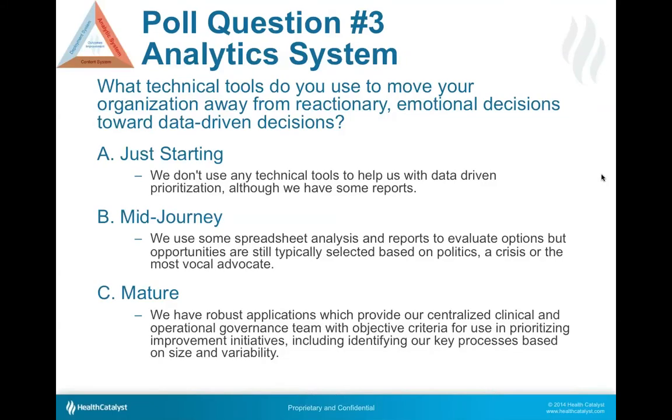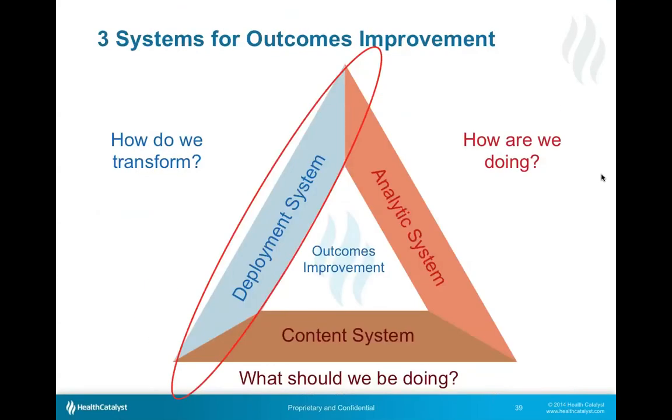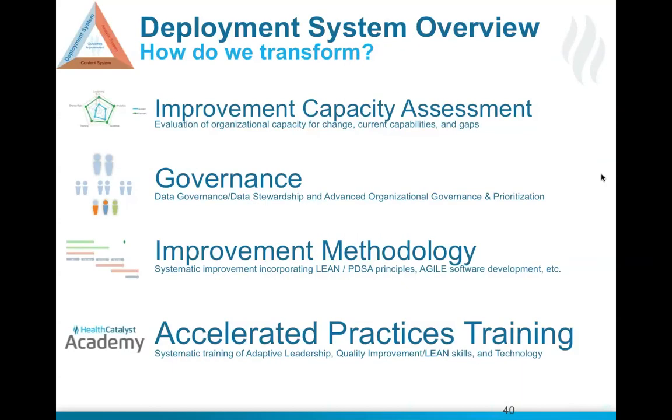Excellent. Well, it's very interesting. We all have opportunity to improve, and hopefully some of the principles I'm sharing today will help you on your journey. It's not an easy journey, but it's worth it. Let's now move into the final area, which is the deployment system. How do we transform? It's a combination of understanding our current capacity as an organization, implementing excellent governance principles, standardizing our improvement methodology, and providing great training to our fellow team members.